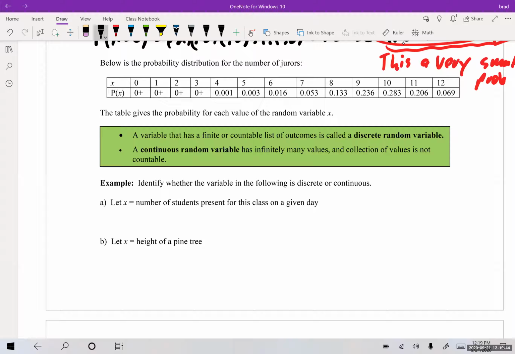So let X be the number of students present for this class on any given day. This is definitely discrete, right? Because no matter how you rearrange it, there is a certain way you can count. Let's say 35 students show up to class. There's only one way you can count that there's 35, right?